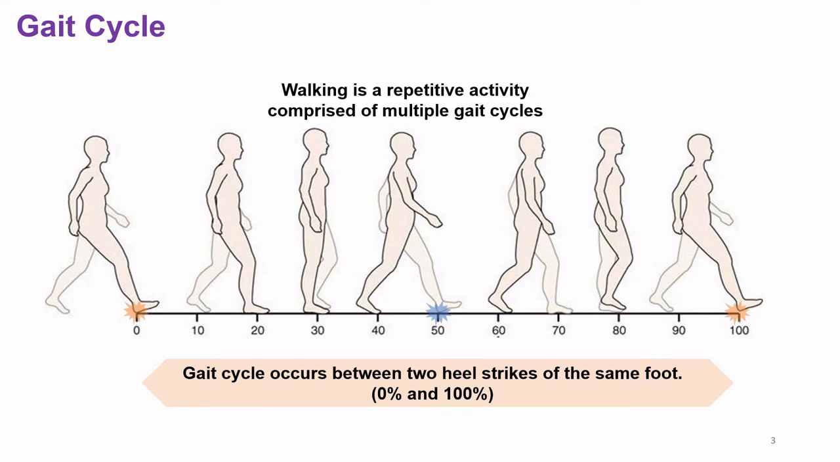Walking is a repetitive activity comprised of multiple gait cycles. A gait cycle occurs between two heel strikes of the same foot. Analysis of gait will often talk about what is going on at a certain percentage of the gait cycle. Typically, 0% is the moment at which the right heel strikes the ground, and 100% is when the cycle has completed and the right heel strikes the ground again.